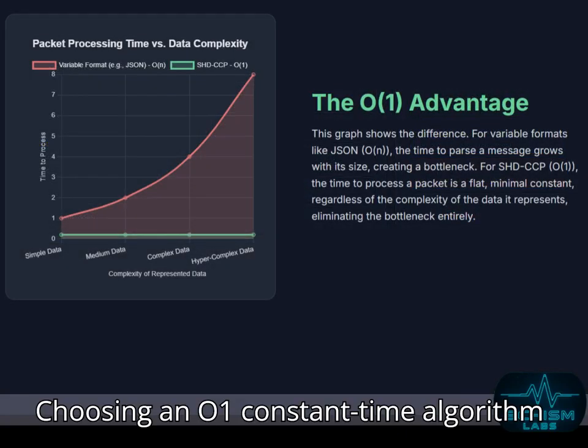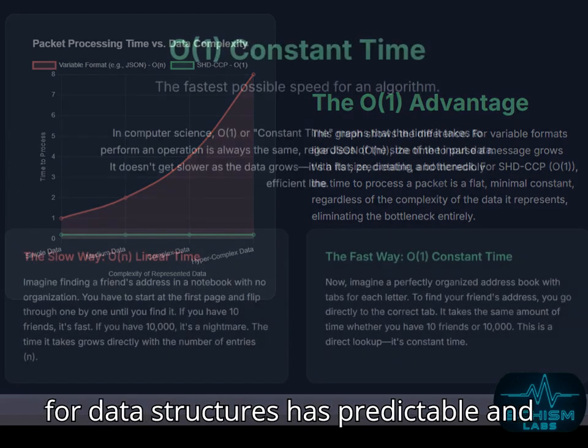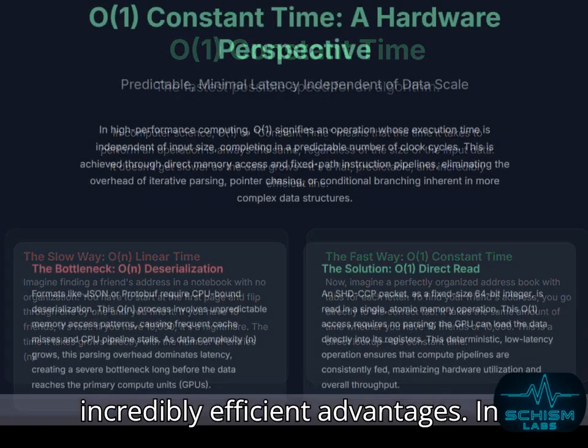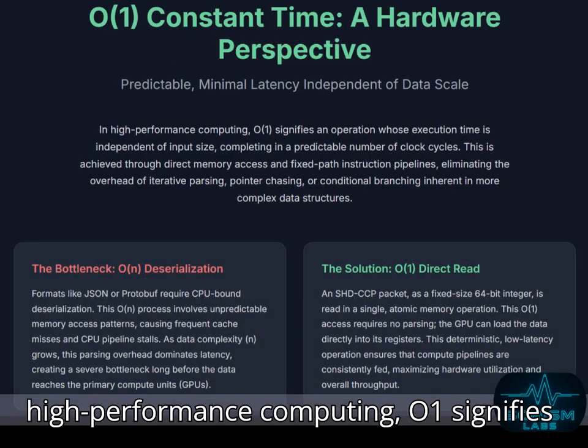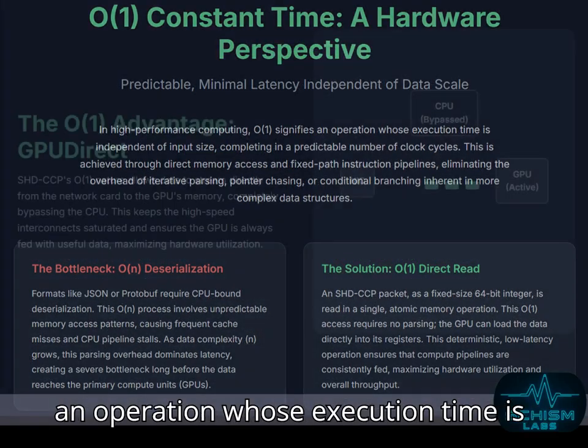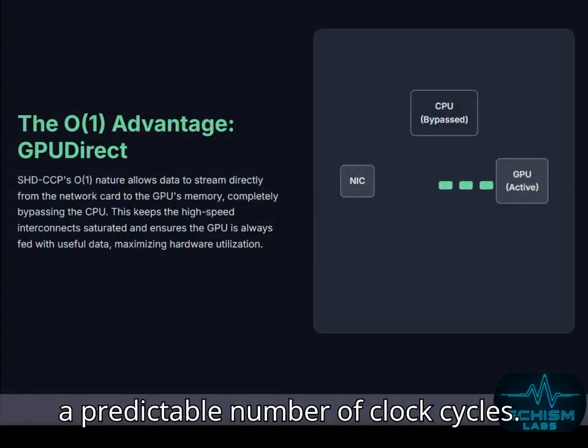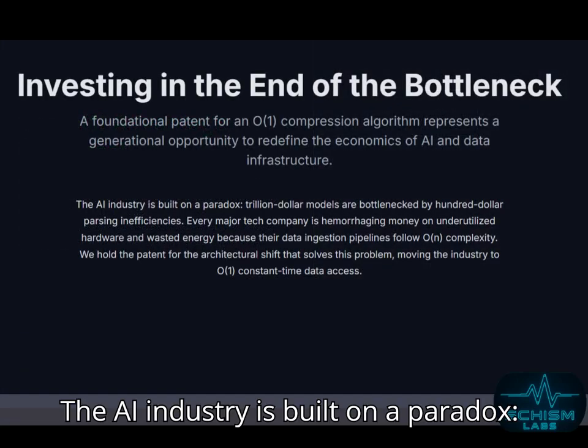Choosing an O(1) constant time algorithm for data structures has predictable and incredibly efficient advantages. In high-performance computing, O(1) signifies an operation whose execution time is independent of input size, completing in a predictable number of clock cycles. The AI industry is built on a paradox.